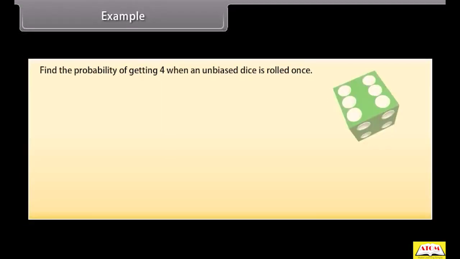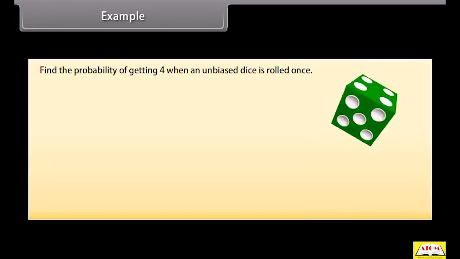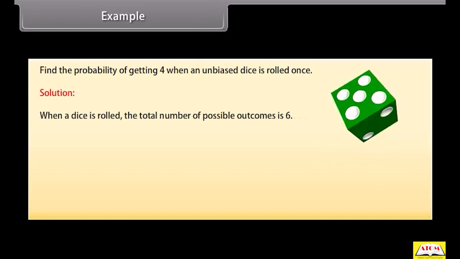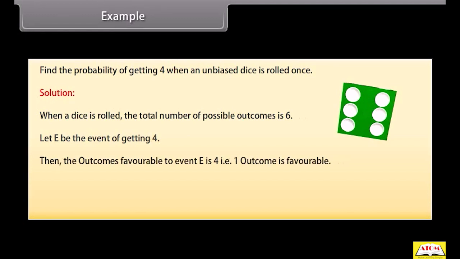Example. Find the probability of getting 4 when an unbiased dice is rolled once. Solution. When a dice is rolled, the total number of possible outcomes is 6. Let E be the event of getting 4. Then, the outcomes favorable to event E is 4, that is, one outcome is favorable. Hence, probability of event E is equal to 1 upon 6.